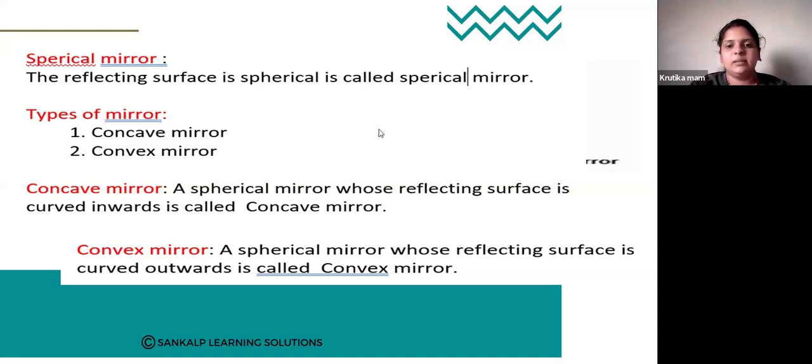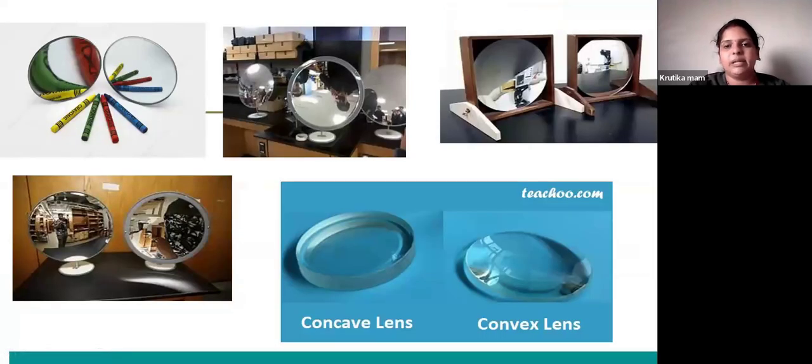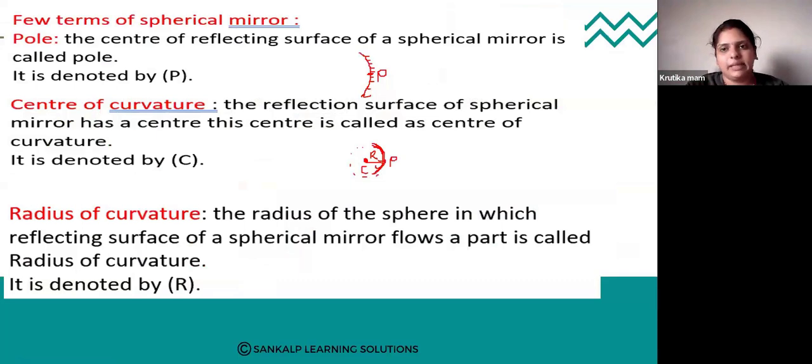Here you can see the concave mirrors. Again we will study about the lens; there also concave lens and convex lens will come. Now we are discussing the different terms associated with the concave mirrors. Here the first definition we are discussing is about the spherical mirror. Whether concave or convex, these are common terms for both mirrors.